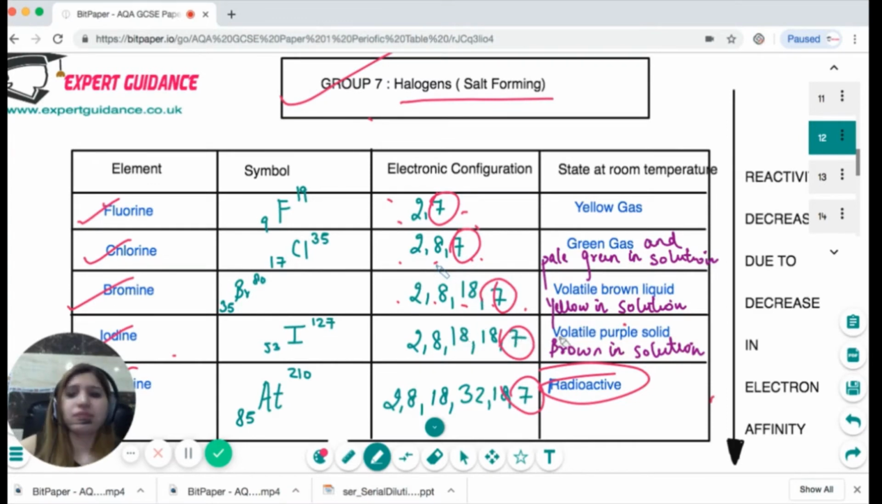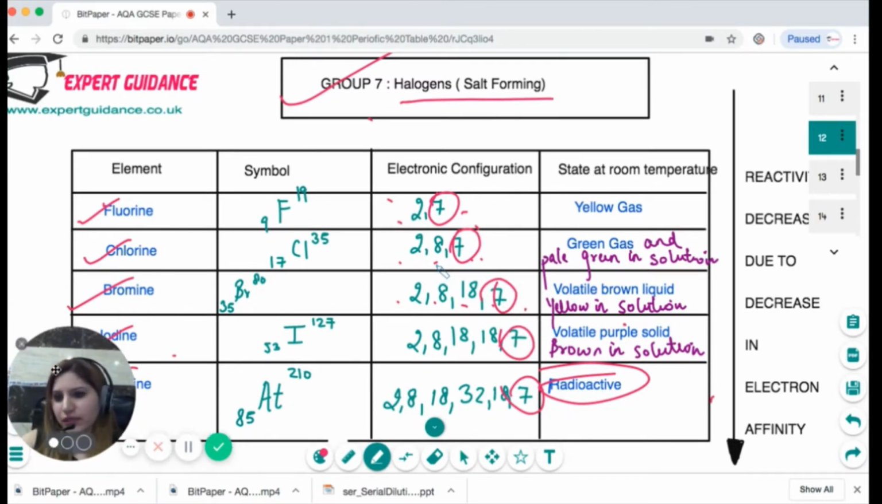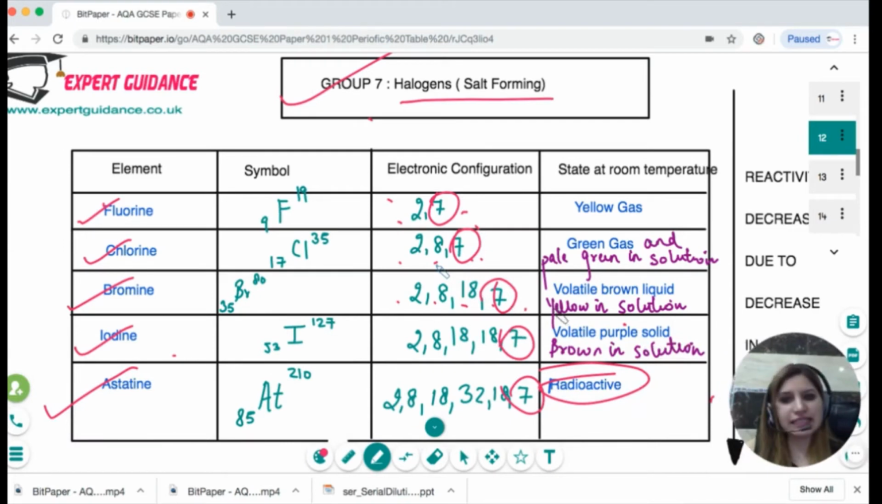But if a question comes in the exam, which is the highly reactive halogen? You should quickly answer fluorine. Which is the least reactive? Astatine. Which is more reactive than bromine? Chlorine. Which is less reactive than bromine? Iodine. Which is a green gas amongst halogens? Chlorine. So you should know all of this.